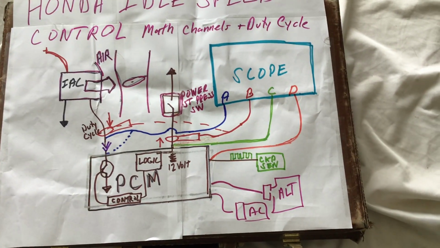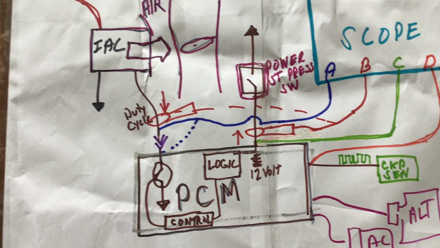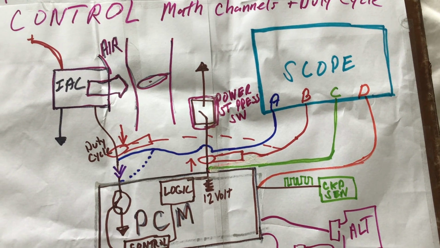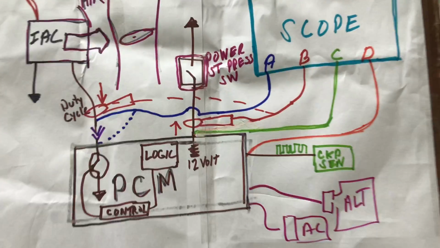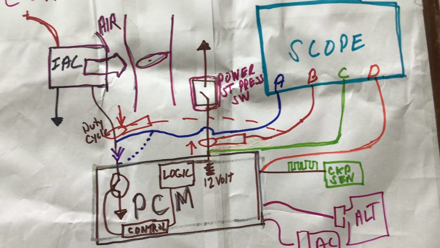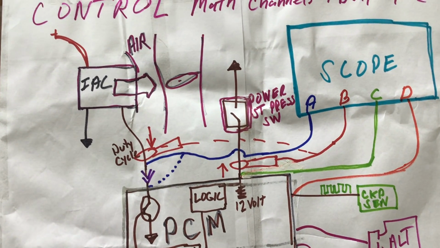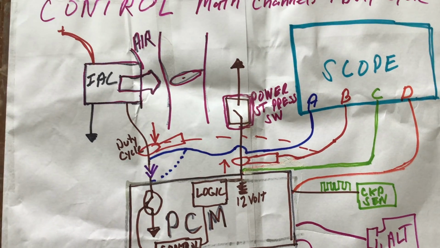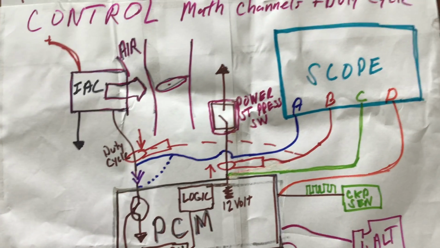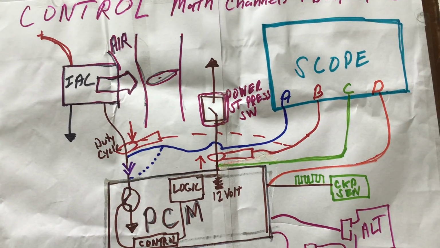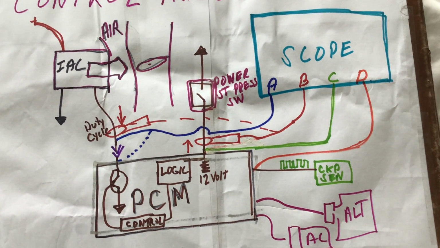What we're going to scope here, we're going to have one scope lead on the duty cycle control at the PCM. A second lead is going to be at the power steering pressure switch. Now I'll talk a little about the power steering pressure switch. This is an input to the PCM when the power steering pressure gets excessive, as if the car were parallel parking, and the lugging of that power steering pump on the engine would have to up the idle speed. The PCM would command the IAC to change its duty cycle to get more air past the throttle plate to give us more RPM to compensate for the load.